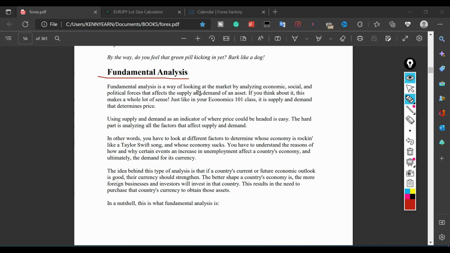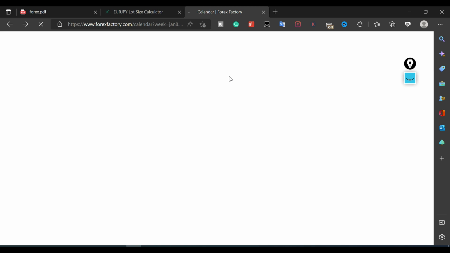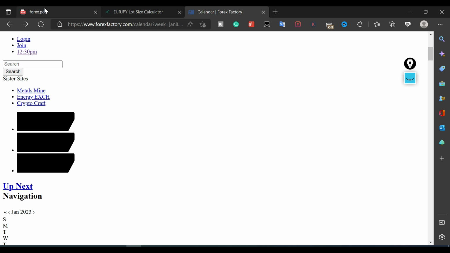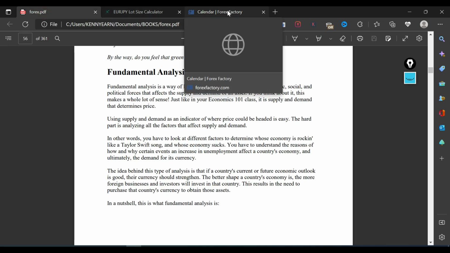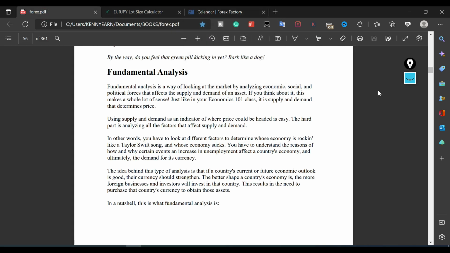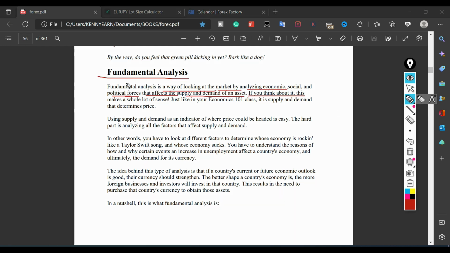Fundamental analysis is a way of looking at the market by analyzing economic, social, and political forces that affect the supply and demand of an asset. It's like looking at the news, knowing what the market calendar is saying. For example, I've shown you the forex calendar, which we use to know this information about fundamental analysis. It's going to help in your analysis.